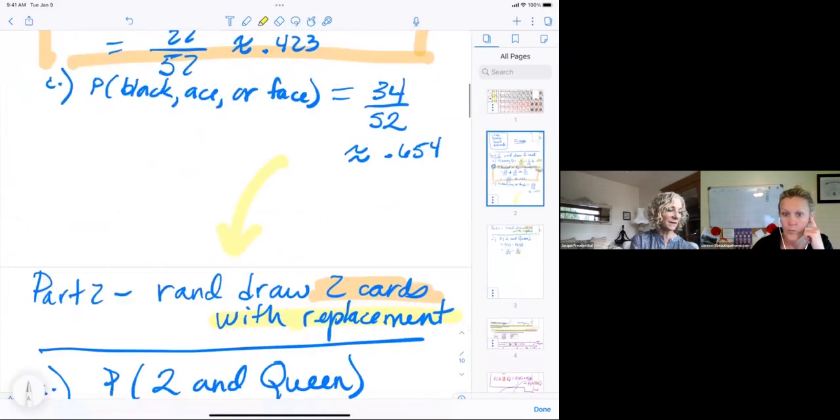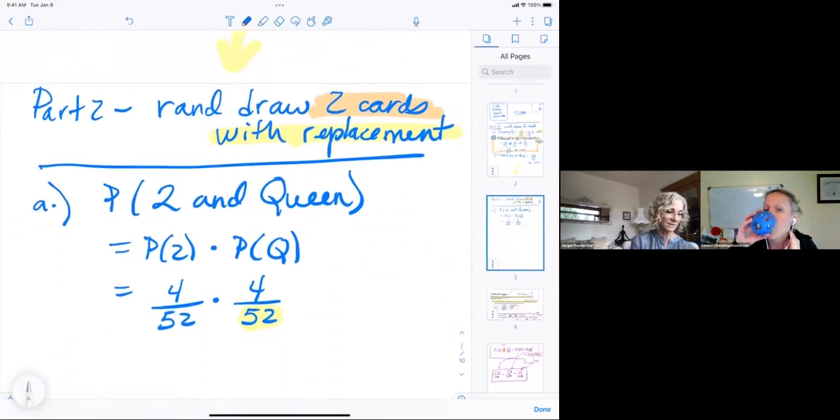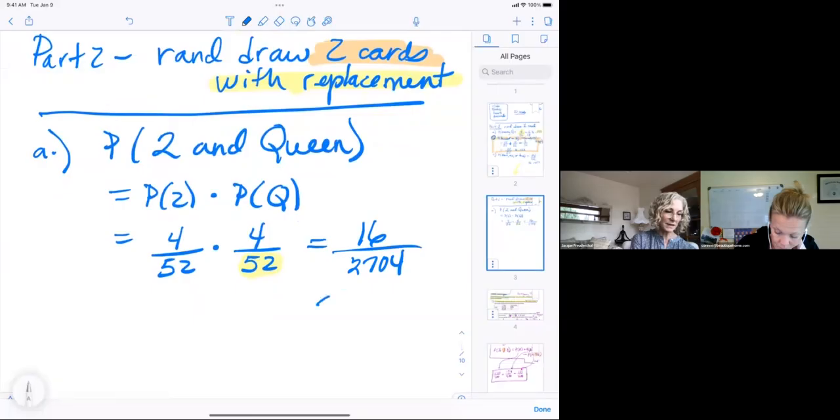So the probability of drawing a 2 and a queen with 2 cards is, if you multiply 4 times 4, we get 16. If you multiply 52 times 52, you get 2,704, which is approximately 0.006.